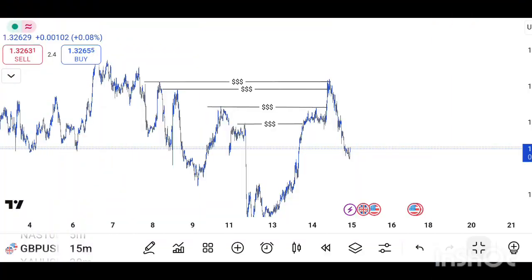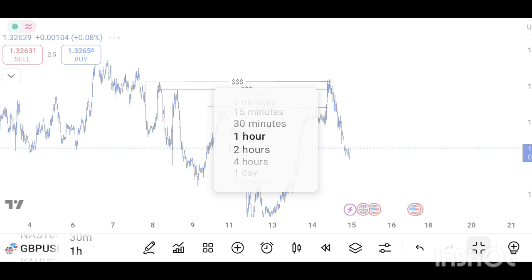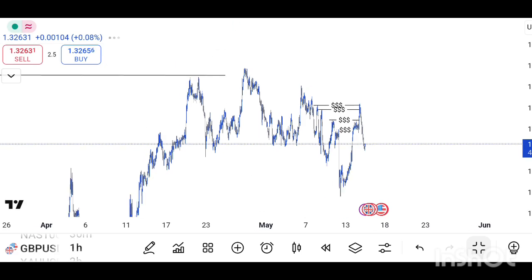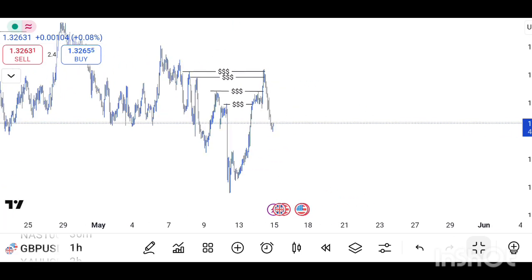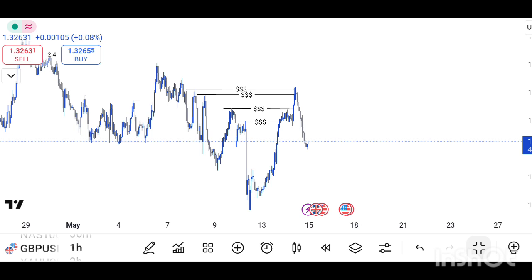Okay, let's open the chart. This is GBPUSD, and as you can see, we are on the 15-minute time frame. I'm going to go up to the 1 hour. Sorry, I've already marked out levels of liquidity, but before I start to explain it, first of all, what is liquidity?